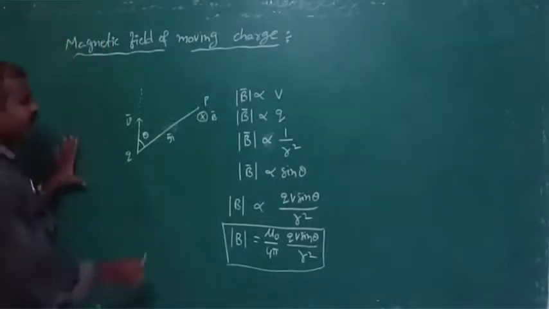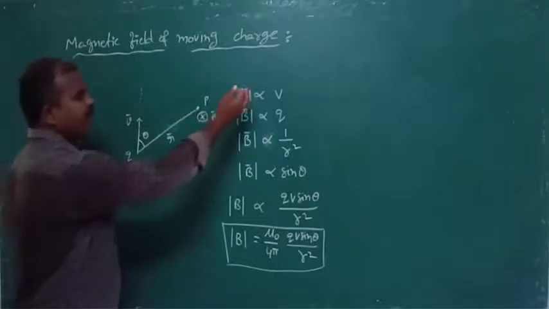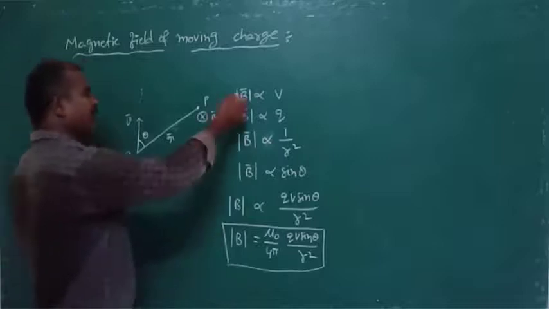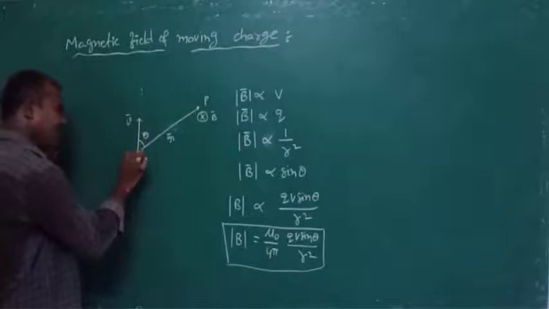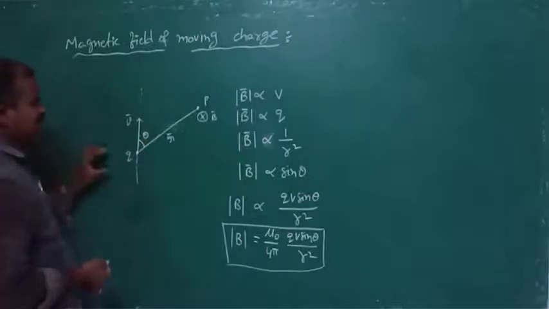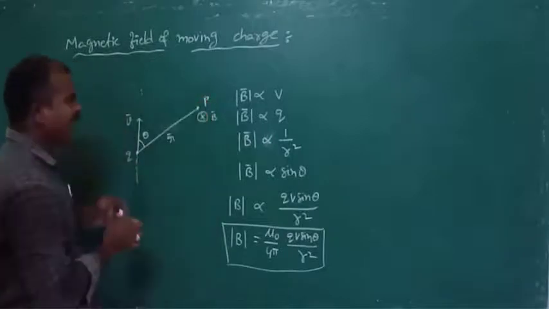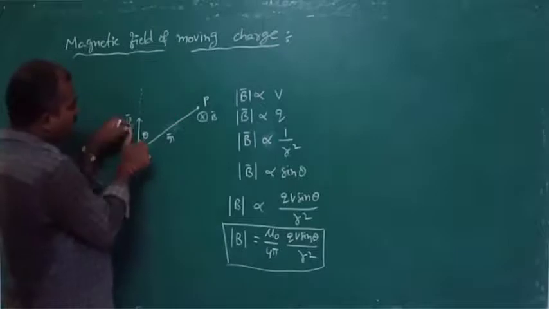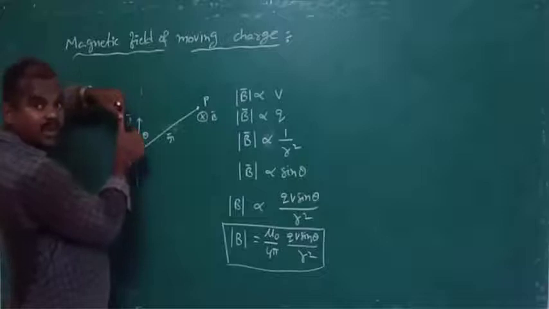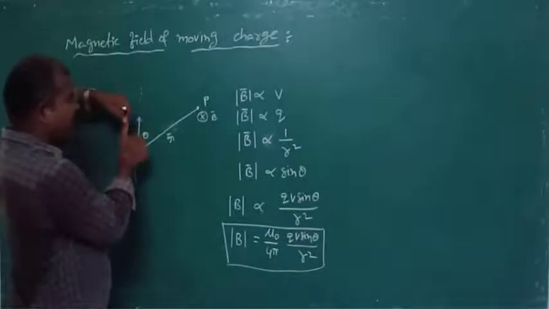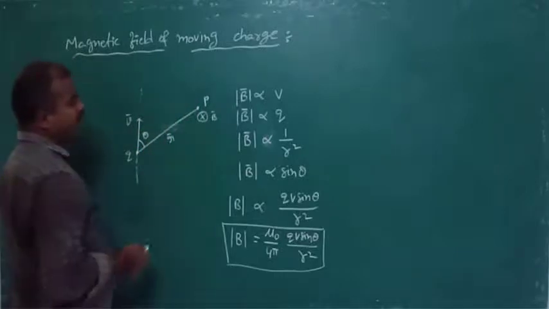By experiment, it was found that the magnetic field depends upon some factors. The magnetic field is directly proportional to v, the velocity of the charged particle. The charged particle is positively charged, and for this point P the magnetic field is inward, because the positive charge direction is the direction of current. Then the magnetic field at this point is in the inward direction.